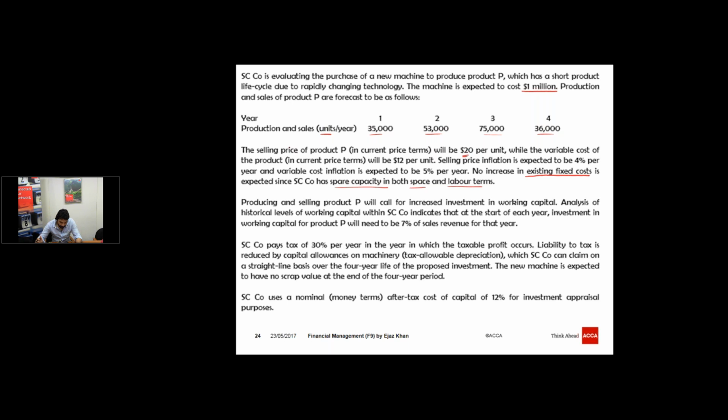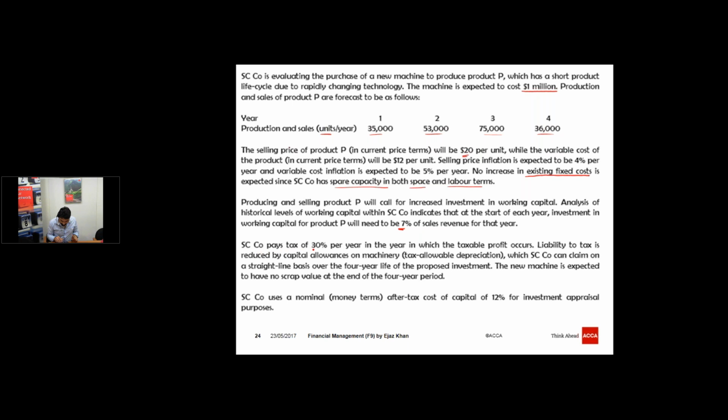Producing and selling product P will call for an increased investment in working capital. Analysis of historical levels of working capital within SC company indicates that at the start of each year, investment in working capital for product P will need to be 7% of sales revenue for that year. So every year, we will be needing 7% of the sales revenue as our working capital. We will discuss in detail when we'll be solving the question.